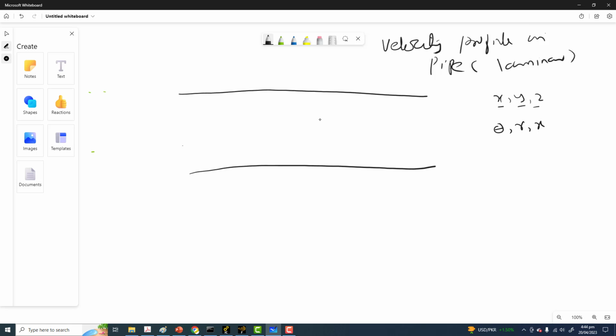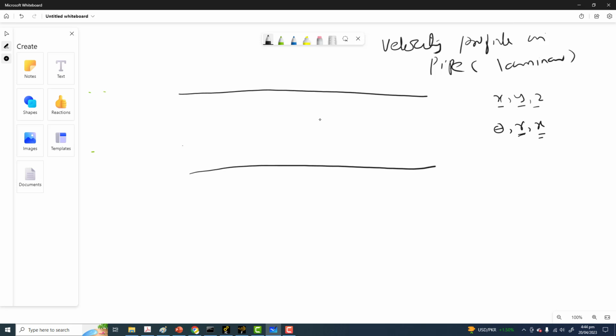In this case, if there's no variation of the flow in the angular direction, which is mostly the case, then instead of three variables we have only two variables. It means that now we can solve the problem in two coordinates. So this will reduce our equations greatly.